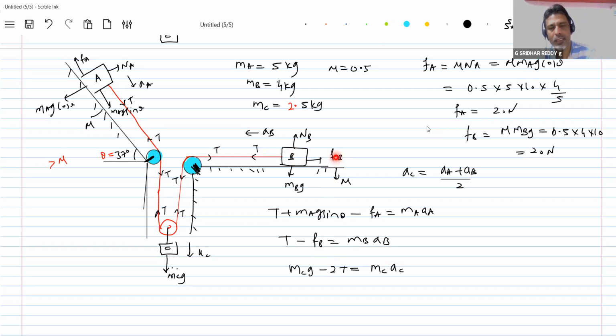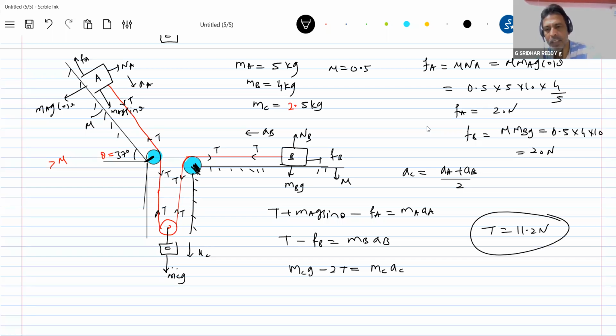Are you getting this idea? So if anybody can give the value of tension, then I can conclude something. Sir, 11.21. 11.21. Okay, fine, very good. Tension 11.21. Is it possible for this tension to overcome this FB?